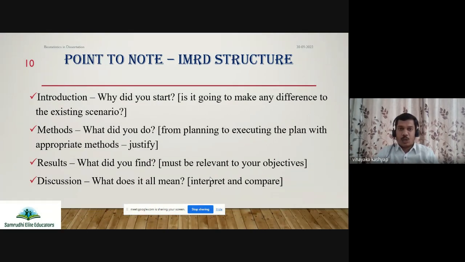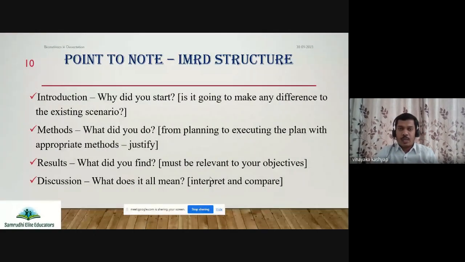Coming to methodology, what did you do? Now you have decided to find the prevalence of diabetes. So what are you going to do? How are you going to do your study? From the planning of your study to execution of the plan with appropriate methods, everything you have to justify in your methodology. So what was the sample? Now we have taken 100 students or 100 people or 100 patients. So why exactly have you taken 100? You have to justify each and everything that you have done in your methodology.